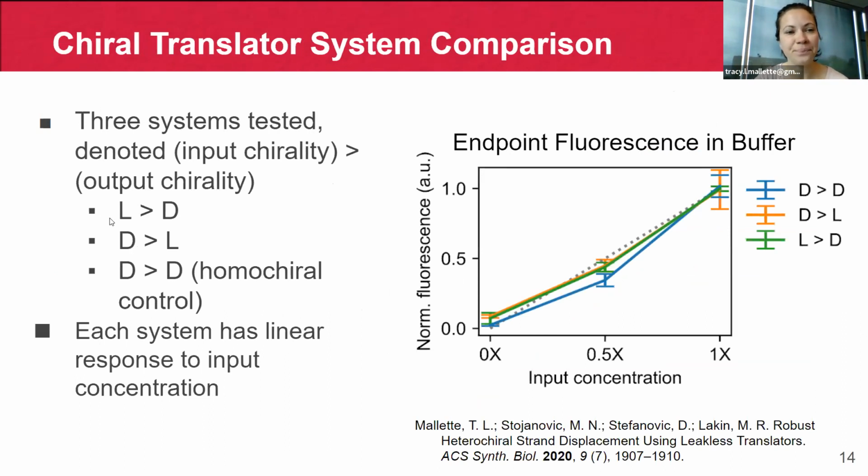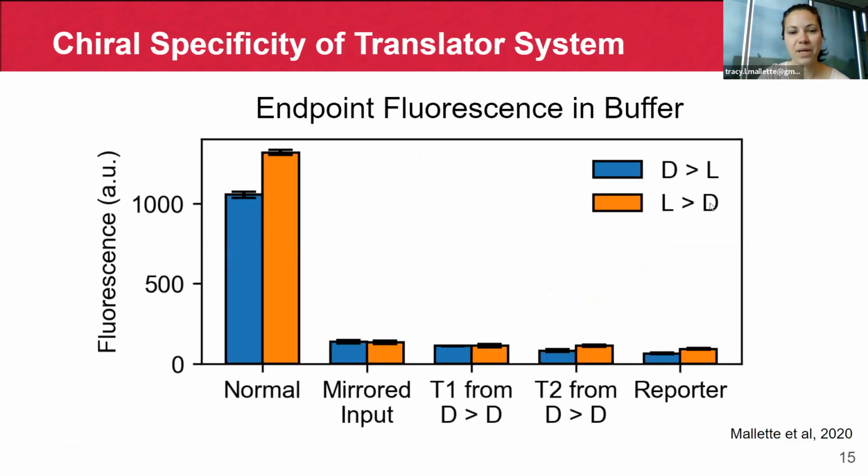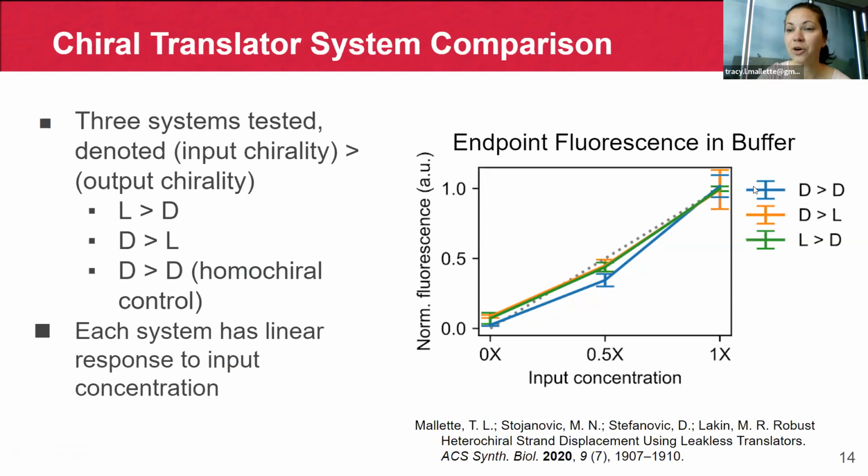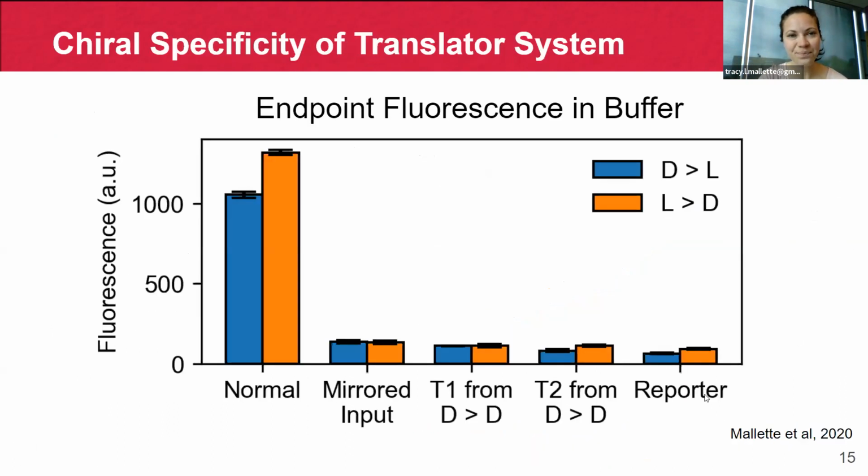I designated input to output chirality. So we go from the L domain and we translate into the D domain, or the D domain into the L domain. And we use a fully dDNA as a homochiral control. And so if we take that system with the 2 different translator gates and we trigger it with input, we get a fairly linear response. And we're able to show that we're able to go back and forth between these 2 different chiral domains.